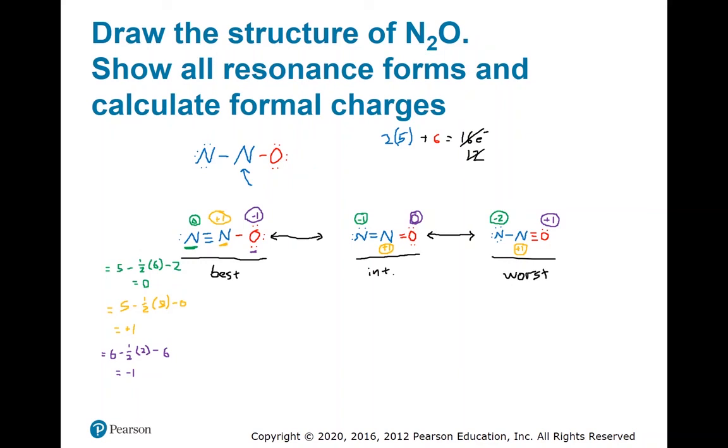So the true structure of nitrous oxide is going to be some combination, or really I should say some average of these 3 resonance forms, but that average is weighted more towards this one here on the left-hand side, and less towards what you see there on the right. So those are your 3 resonance forms and how you can rank them for nitrous oxide.